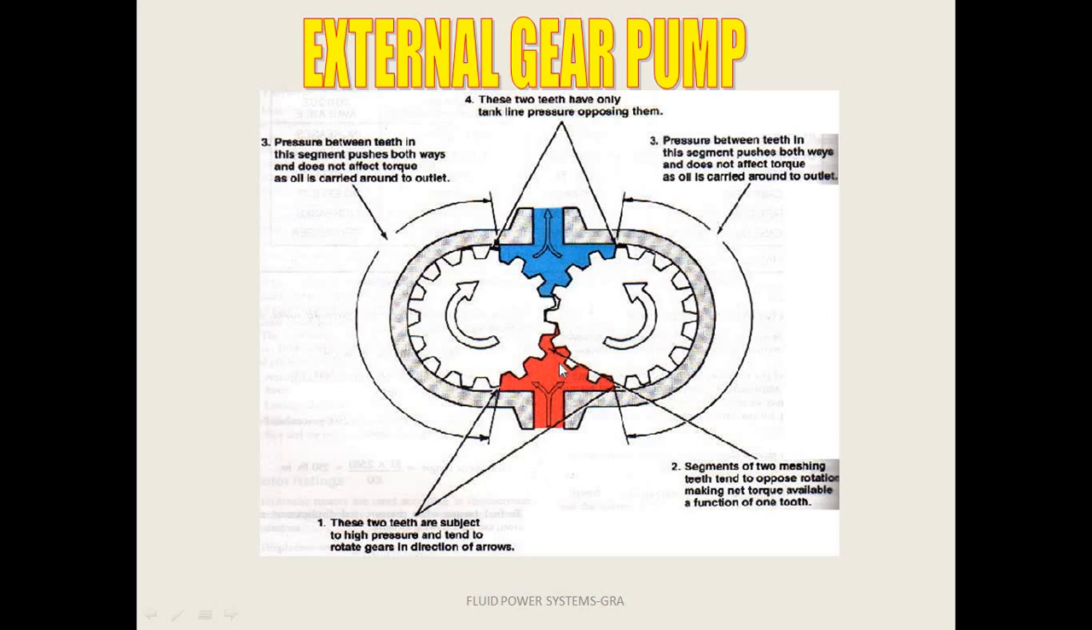In the next step, since the gears are rotating, the fluid which has been taken in goes through this annular passage, or the restricted passage, and in due course it gets compressed and pressurized.